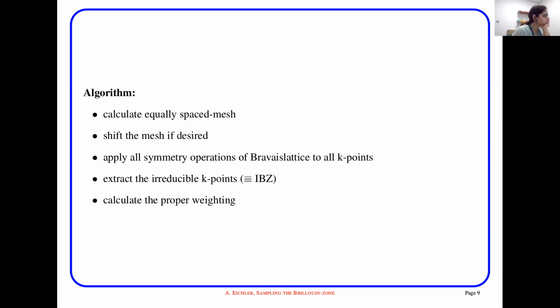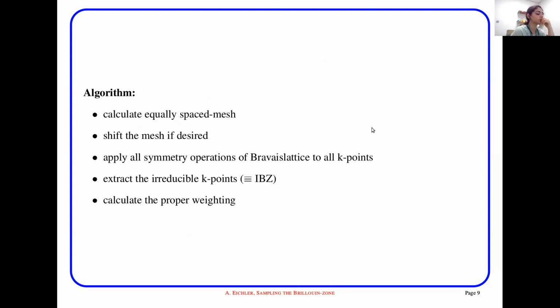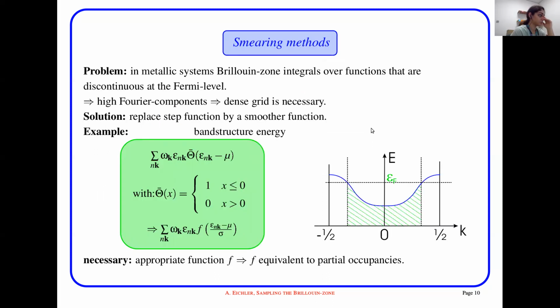Then the algorithm of this package just calculates an equally spaced mesh, shifts the mesh if you want, applies the symmetry operation, and extracts the irreducible k-points. That is what we said. So from the 16 that you wanted, you just take the 3 that are really needed, which speeds up your calculation a lot. So that's why we want to use this part. And then it calculates the proper weighting depending on the symmetry.